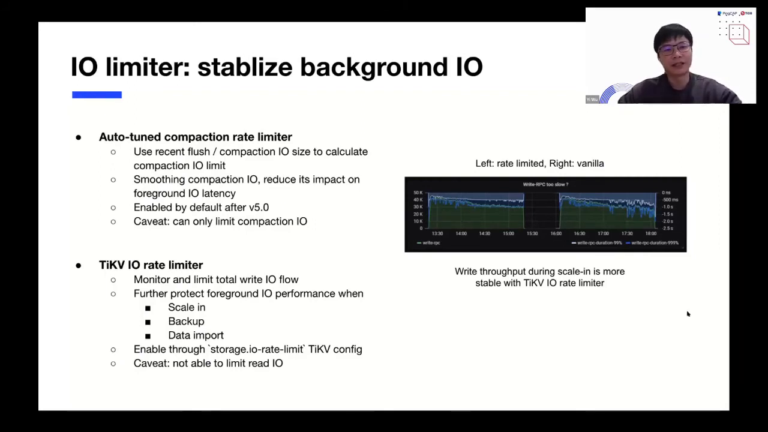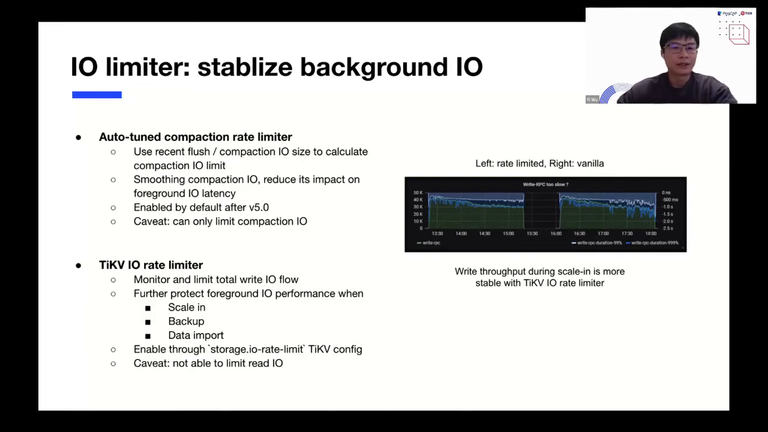With the help of these two optimizations, as we can see from the picture on the right, when we have the rate limiter enabled, the write throughput becomes much more stable. On the right, that's without the rate limiter, and you can see that the write throughput becomes very unstable, very spiky.